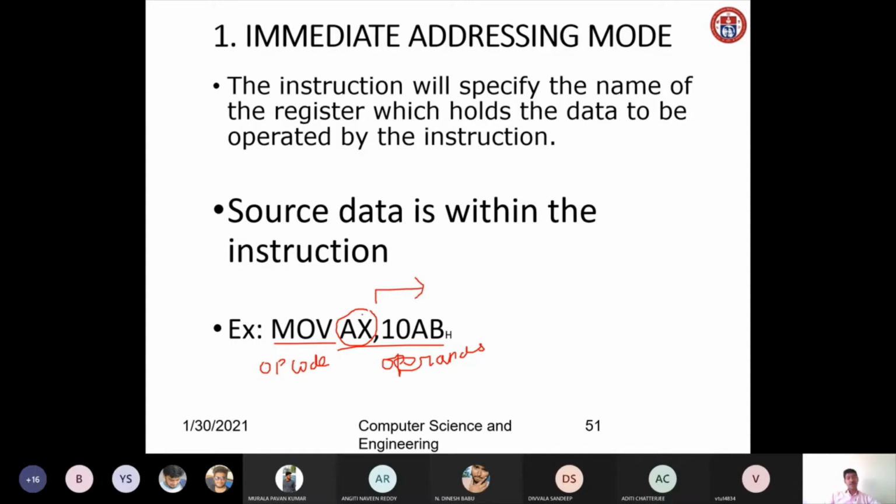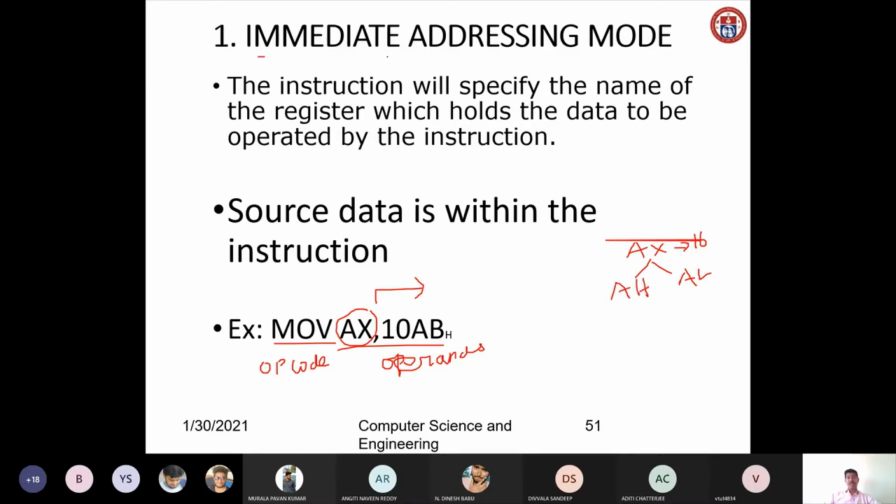Anybody remember, in the previous architecture we saw this register AX. AX is a register. Can anybody tell what this register is? Accumulator, sir. Yes, the accumulator register. AX means it is an accumulator register. It is a 16-bit register. As I told, we can divide it into two parts: AL denotes the lower accumulator, and AH denotes the higher accumulator.